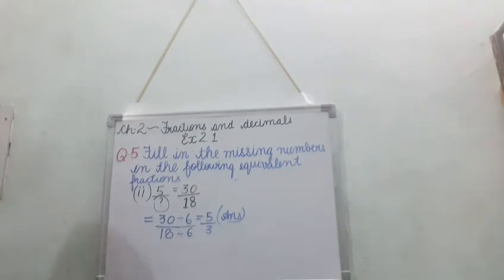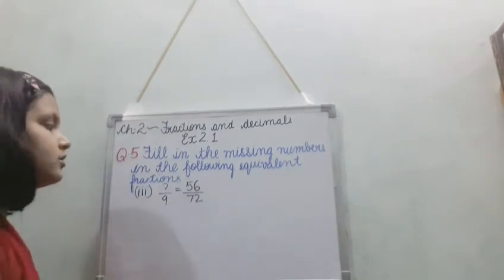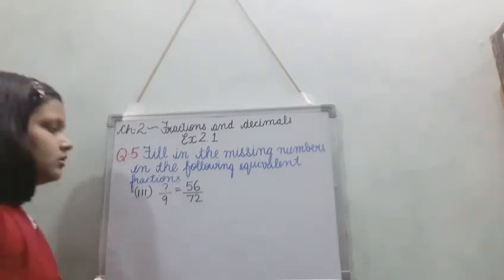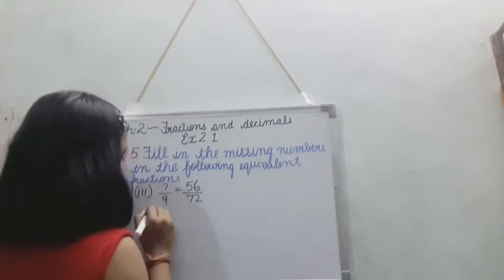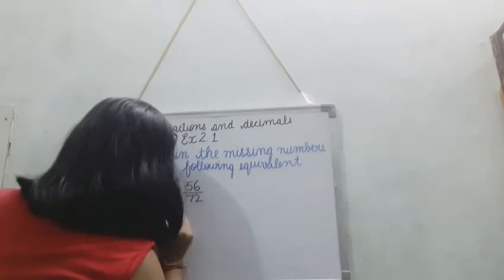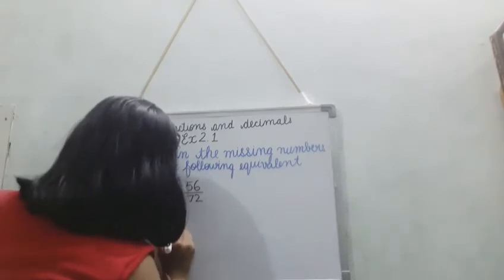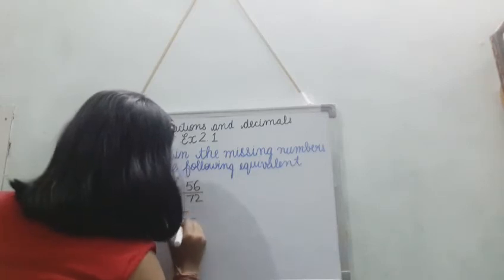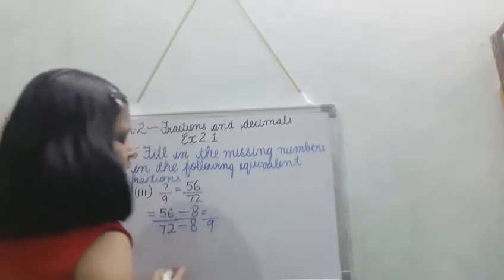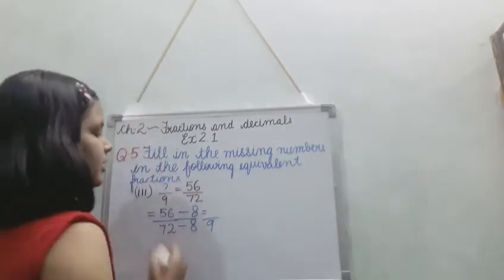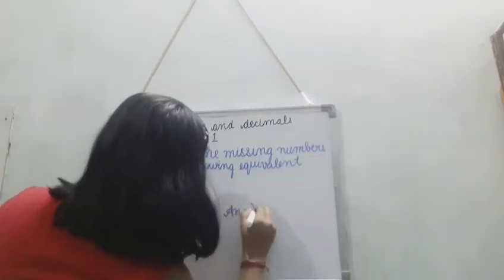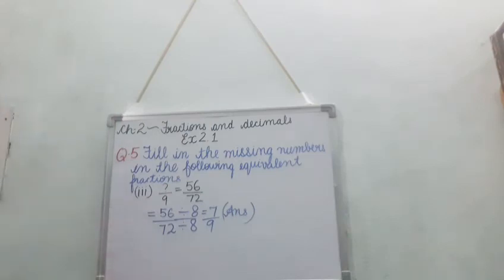Let's solve the next part. So over here also the blank is given on the LHS side. So we will do division only. So let's do it. 56 upon 72. So we will divide it by 8. Then only the answer will come 9 in the denominator. So in the numerator, it will come 7. Okay, so the answer is 7 upon 9. Let's solve the next question.